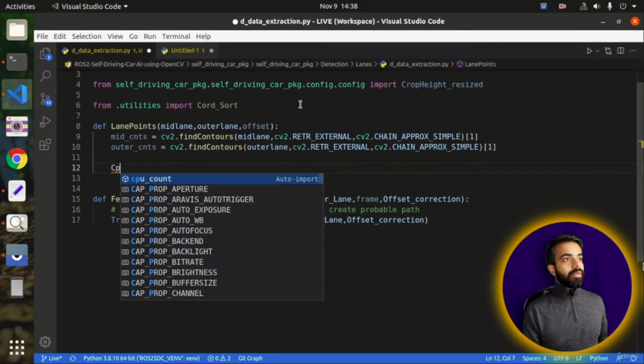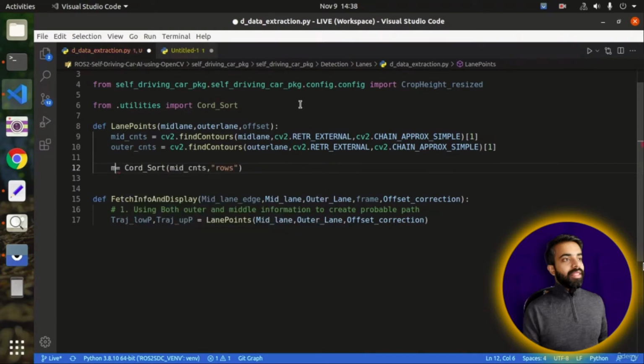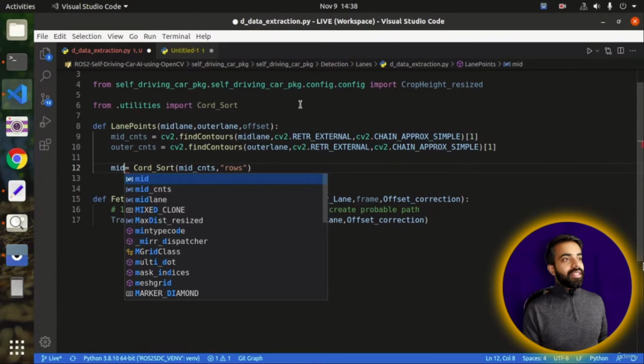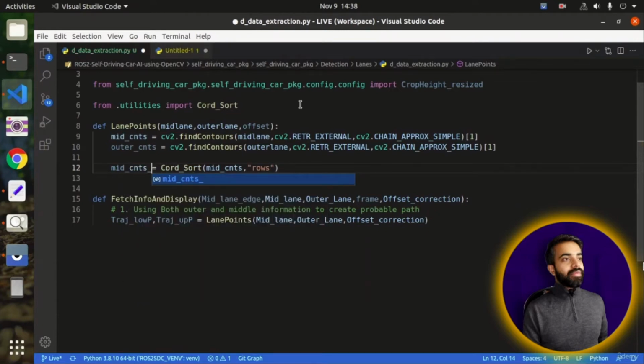Provided the two arguments of mid contours and the order, which is on the basis of rows. So we wanted to sort it on the ascending order on the rows. This gives us mid contours sorted on the basis of rows. So mid contours, row sorted. We do the same for the outer contours and sort them out too. What we get as an output are the outer contours, row sorted.